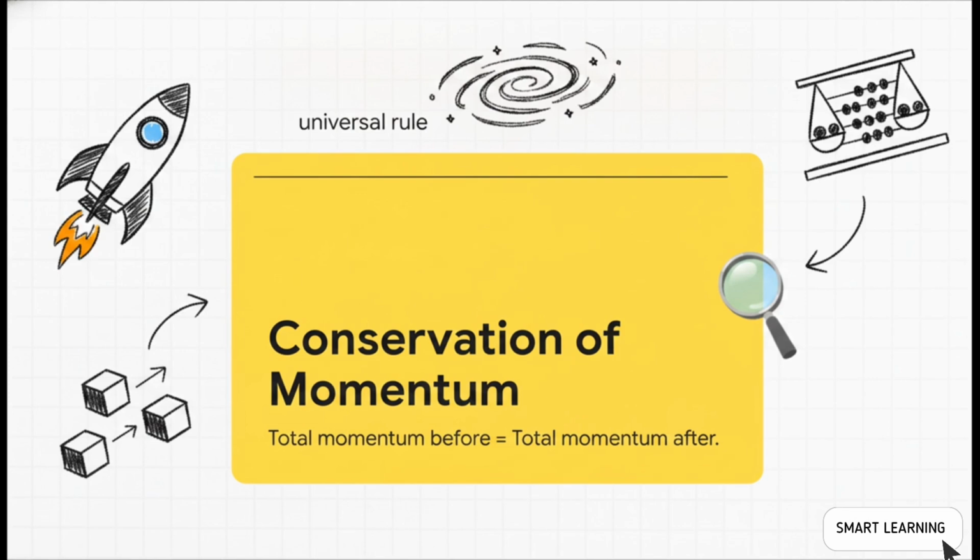The equation, m1u1 plus m2u2 equals m1v1 plus m2v2. Okay, I know it might look a little intimidating, but the concept itself is beautiful. It means momentum is never, ever lost. It is only transferred from one object to another. The universe is like the ultimate accountant. The books always balance for sure.